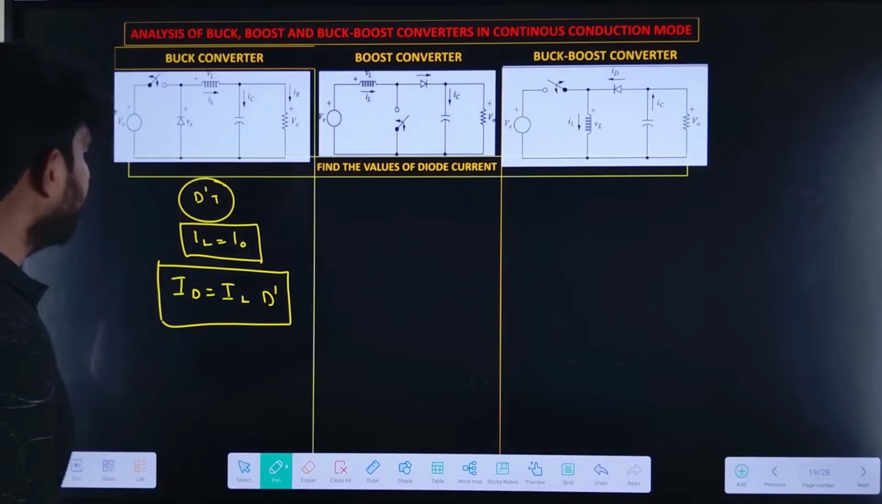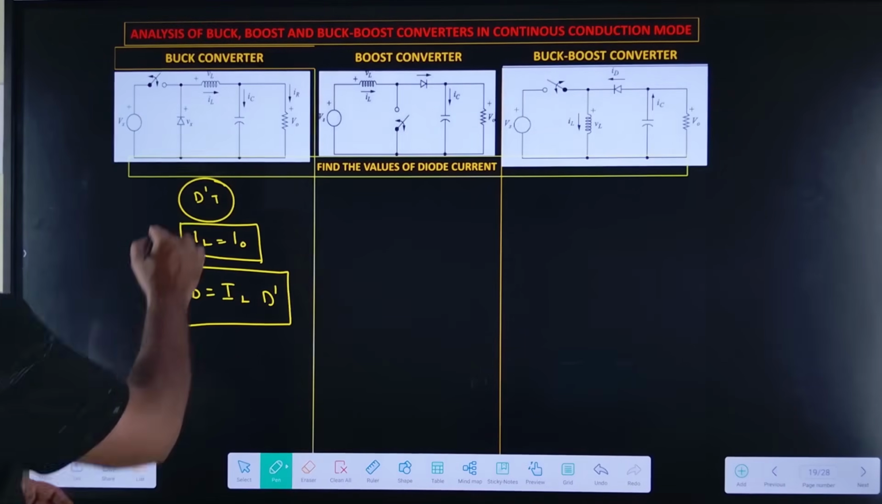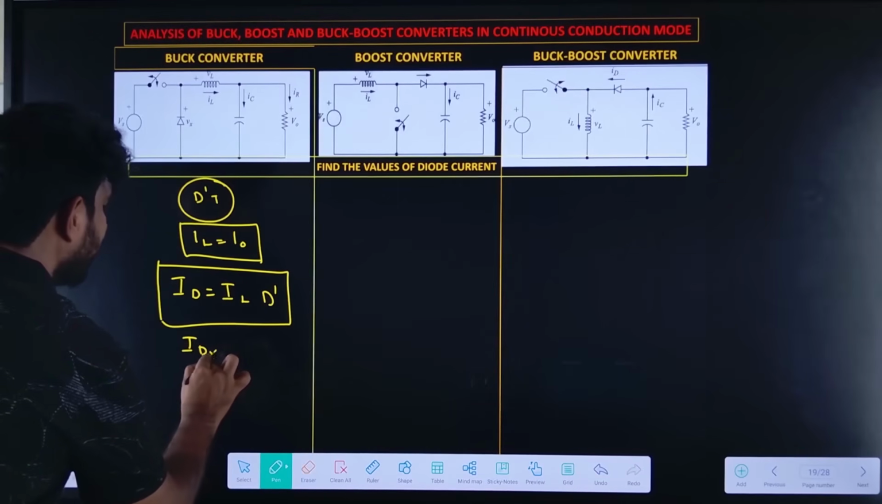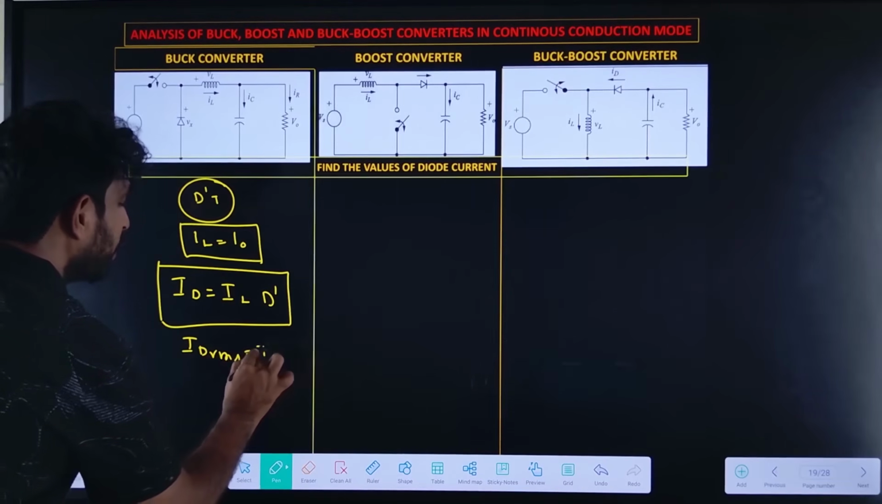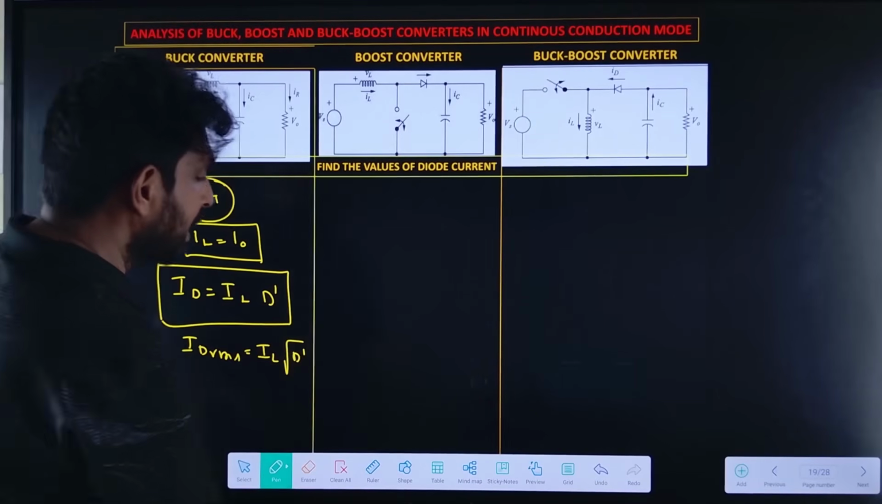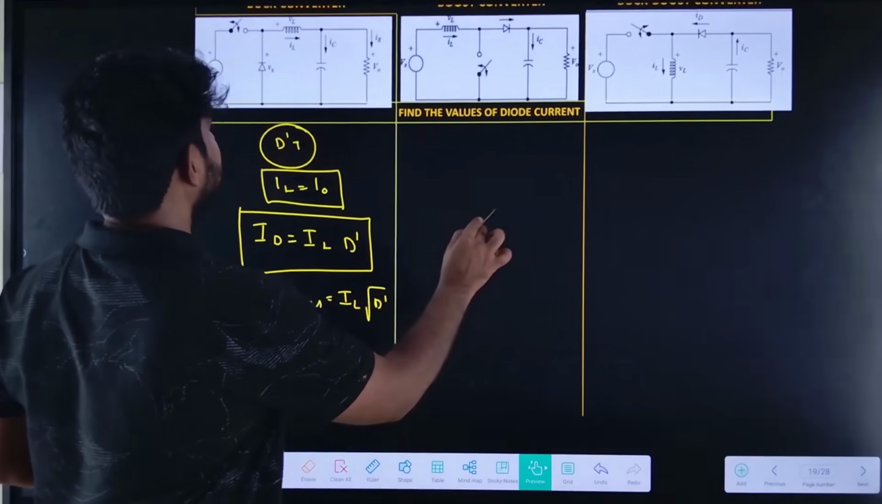Similarly, the diode RMS current, if I want to find it, is equal to IL into square root of D dash. So let us understand clearly.